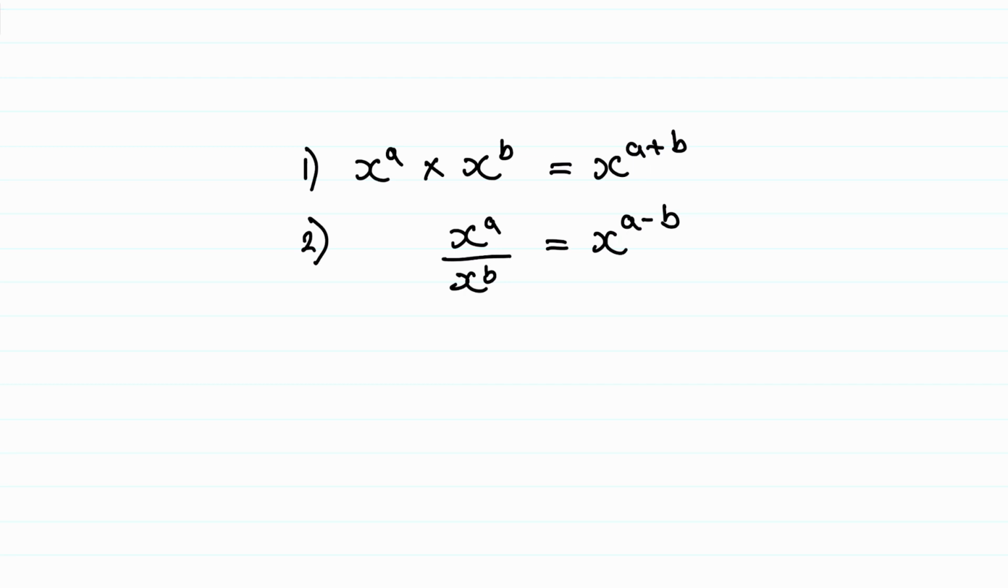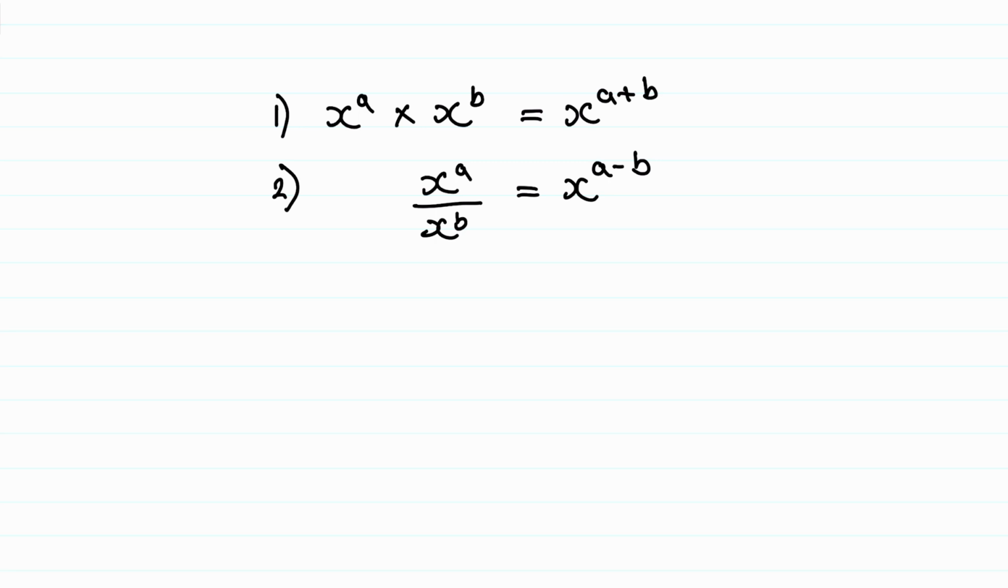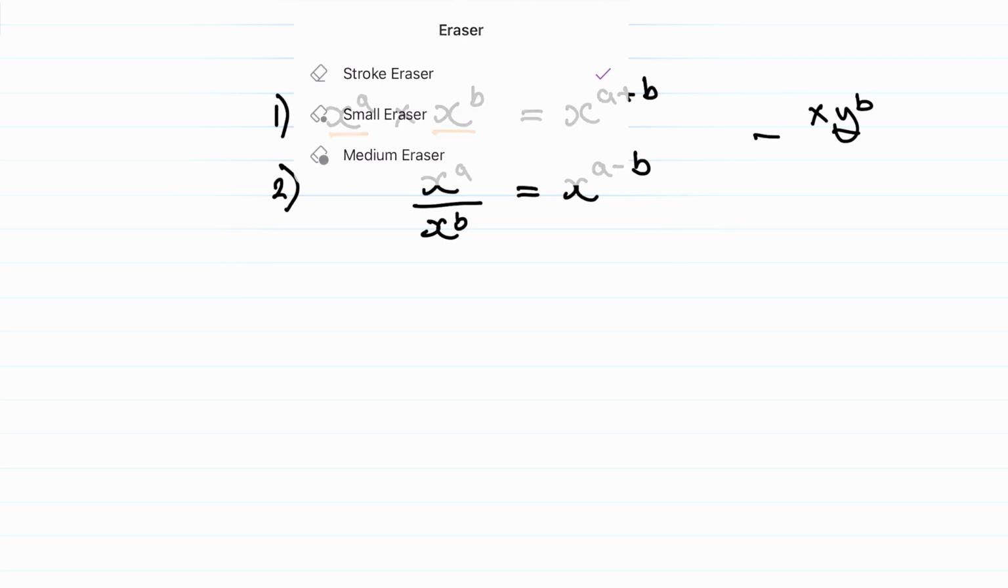Now with these two, it's very important to note that we have to take care that the base is always the same. So if we had x to the a multiplied by y to the b, for example, where x and y were different numbers, we couldn't let this be equal to xy to the a plus b. So whatever base or whatever thing we're raising to the power, they both have to be the same in order to apply these multiplication and division rules.